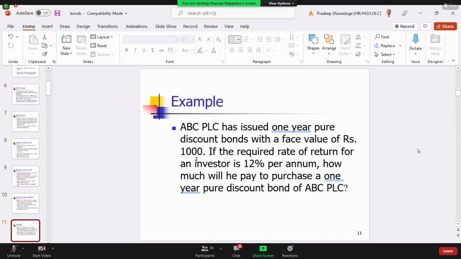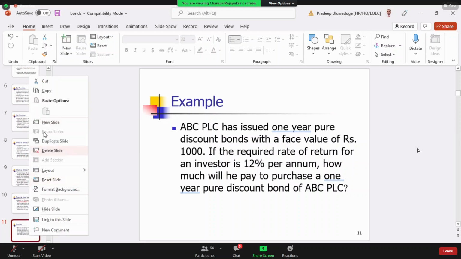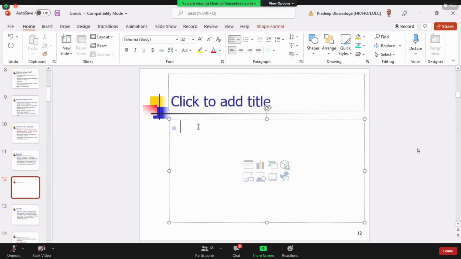So this is the cash flow, and we must take the present value of the cash flow. So 1000 rupees has to be discounted at 12% for 1 year. Shall we do that calculation? This is 1000 rupees divided by 1.12 to the power 1, because it is 1 year.